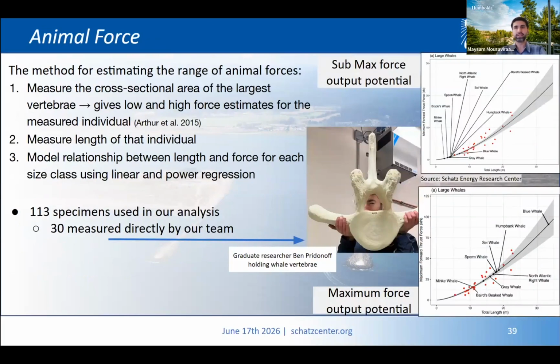Next, we needed realistic estimates of how much force an entangled animal could apply. This is a difficult question because we cannot simply measure the pulling force of a whale during an entanglement. The approach used biological scaling. So the team estimated force from the cross-sectional area of the largest vertebrae, combined that with the length of the animal, and then used regression relationships to estimate force across size classes. In total, our analysis used 113 specimens, including 30 measured by our own team, as you can see in that picture. This gave us maximum and sub-maximum force estimates for the key species that Greyson talked about, those 8 key species that we have identified. These forces became one of the most important inputs to the entanglement simulations.